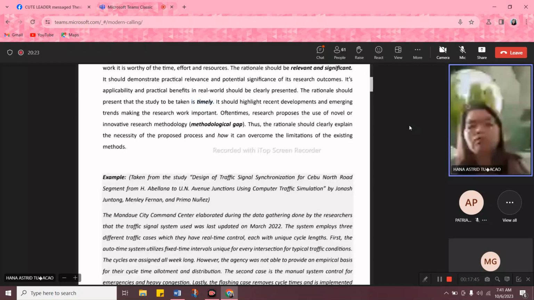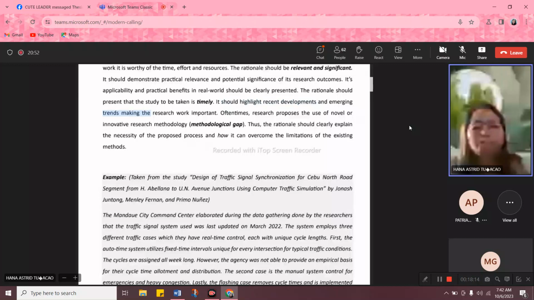So if you think according to the times here, then it's good to be undertaken because it might address specific problems. So that's why I asked you to look around you. What's the problem in your community? Because for sure, those are indeed timely kay present problems man siya. It should highlight as well recent developments and emerging trends.